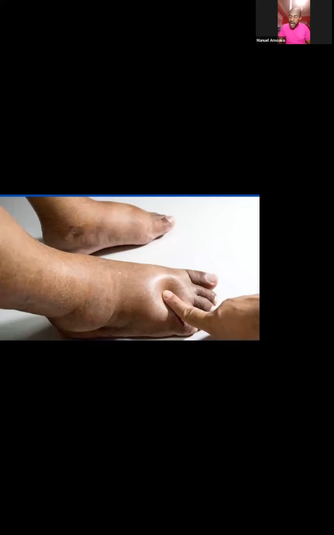Then we also have pyelonephritis. That is a bilateral infection that affects your kidneys. Then we also have glomerulonephritis. The glomeruli and the nephrons are the filtrating point of the kidneys. So when you have glomerulonephritis, it basically means that your kidneys' filtrating points or portions are inflamed.